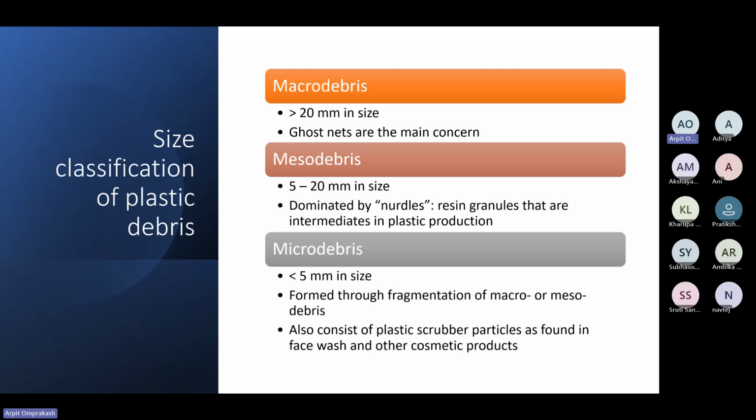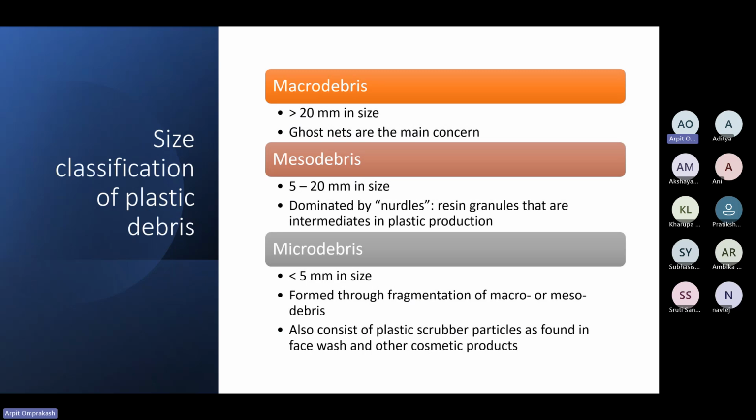Based on size, plastic debris is classified into three types. Macro debris is debris that is greater than 20 millimeters in size. The main concerns here are ghost nets, so basically fishing nets that have been torn apart or cut and left out in the ocean or stuck somewhere on the ocean floor and things like that.